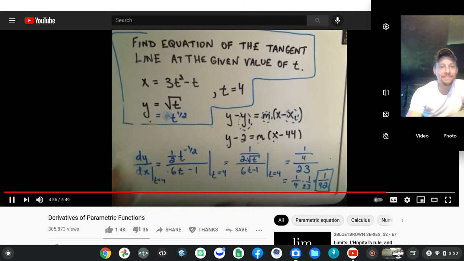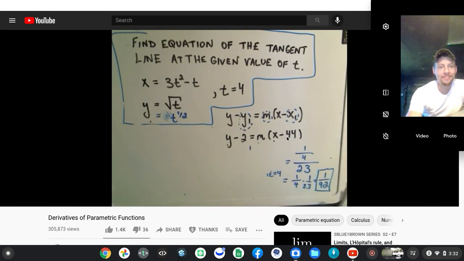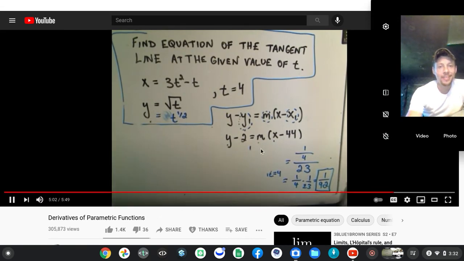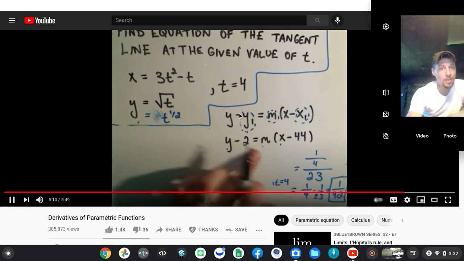That looks okay. All right, so now we've got the equation of the tangent line. All we have to do is simply plug this stuff in. Like I said, the only thing that I was missing was the slope of the tangent line.